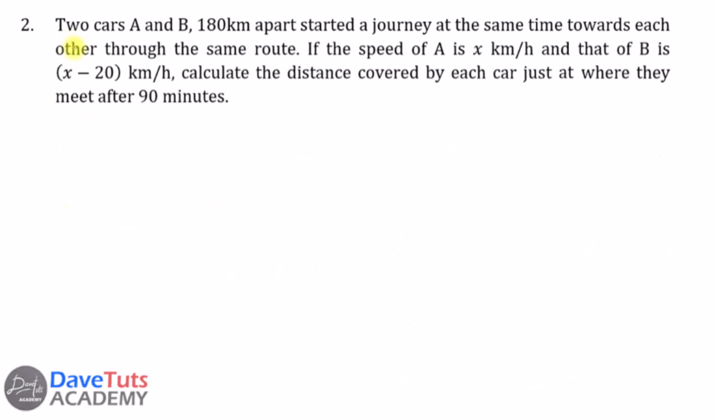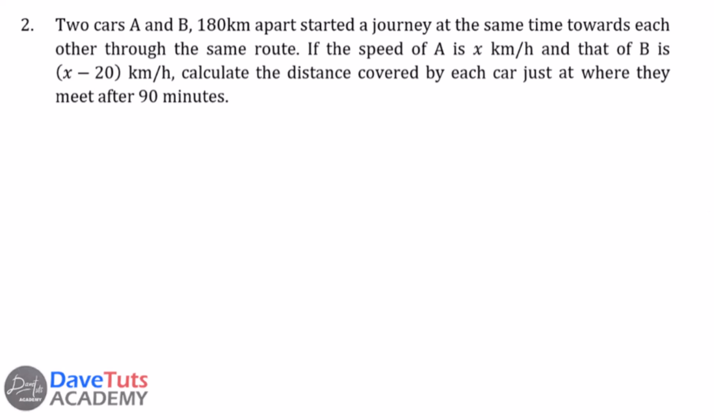In this word problem, we are told that two cars A and B, which are 180 kilometers apart, started the journey at the same time towards each other through the same route. Okay, now if the speed of A is x kilometers per hour and that of B is x minus 20 kilometers per hour, that means that A is traveling faster than B. Our mandate is to calculate the distance covered by each car just at where they meet after 90 minutes.